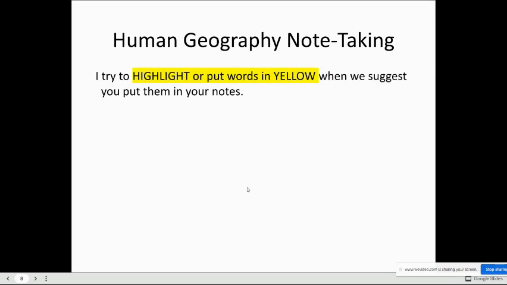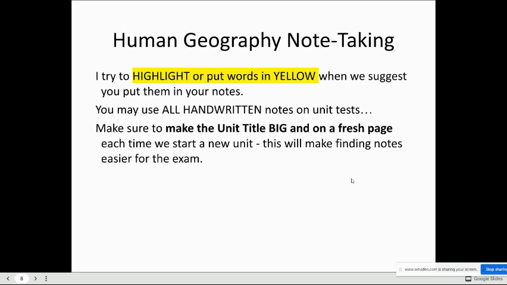Okay. So here we're going to start our note taking. I'm going to put in yellow anything that you should write in your notes. So please make sure that you do that. You may use all handwritten notes on any unit test, and make sure that you use a big unit title on a fresh page when we start a new unit. This will make finding your notes easier for the exam.